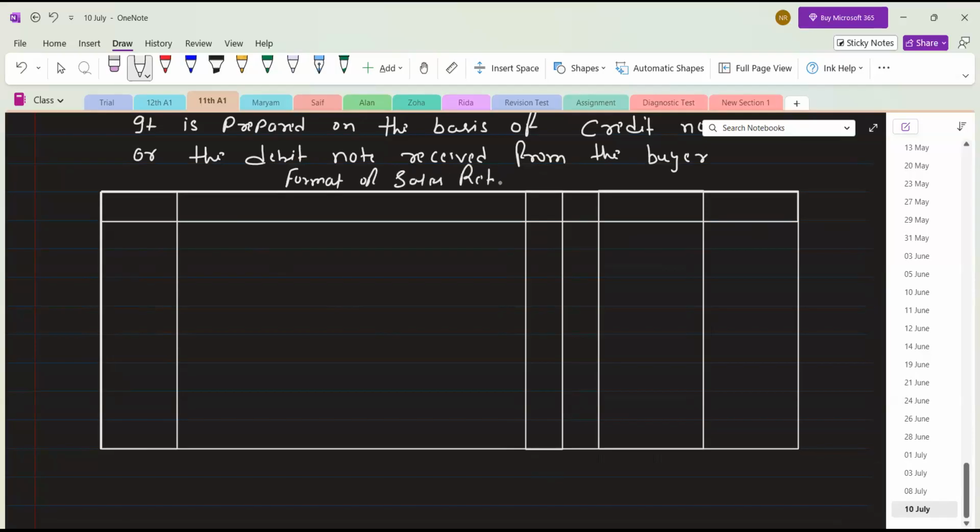Format of sales return book, it will be date, particular, LF, credit note number, detail, amount. So this is the format of sales return book.